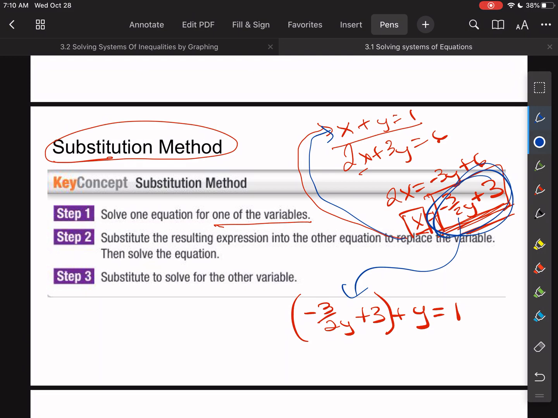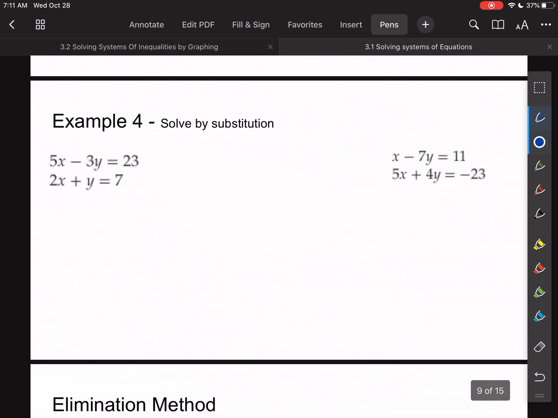Now that I'm down to one variable, I can combine like terms and actually solve this, which I'm not going to do here, but we'll see that in the next thing. But that's essentially what we're doing with the substitution method. So let's look at this, you guys.